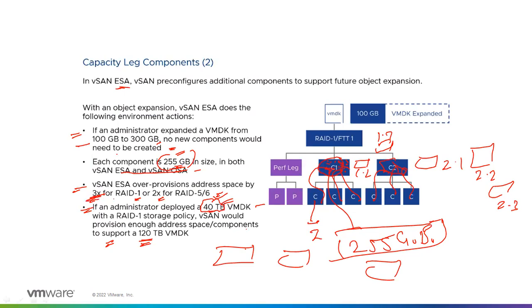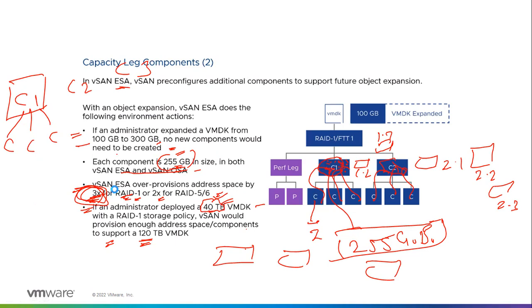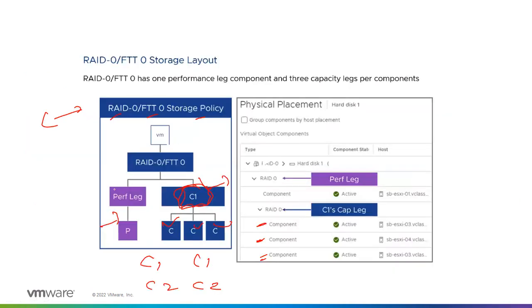Whatever RAID we apply, by default, my address space is split by 3 times. Meaning earlier it was C1, C2, C3, and now this C1 itself is placed in 3 places. That's what he's trying to say here, right? Yes, sir. Earlier we had 1.2, 1.1. Here we don't see the child components. 1.2, 1.3 is for expansion actually.